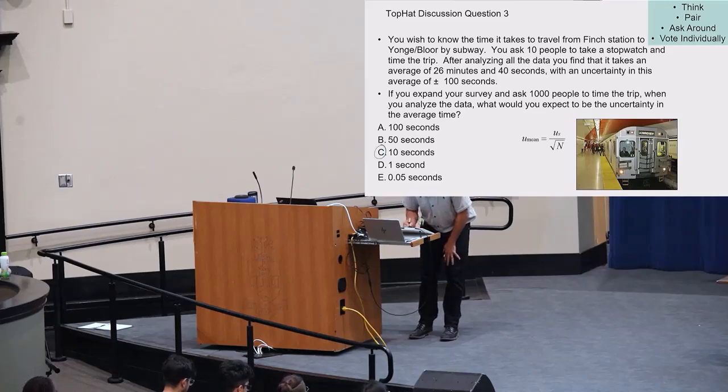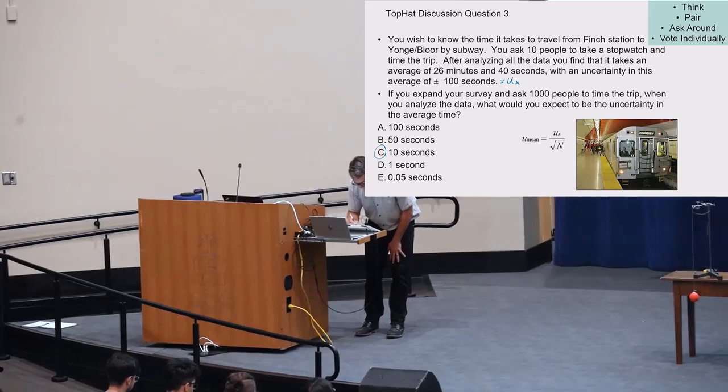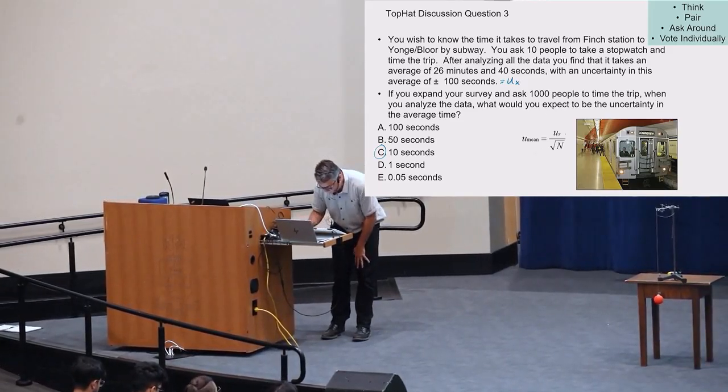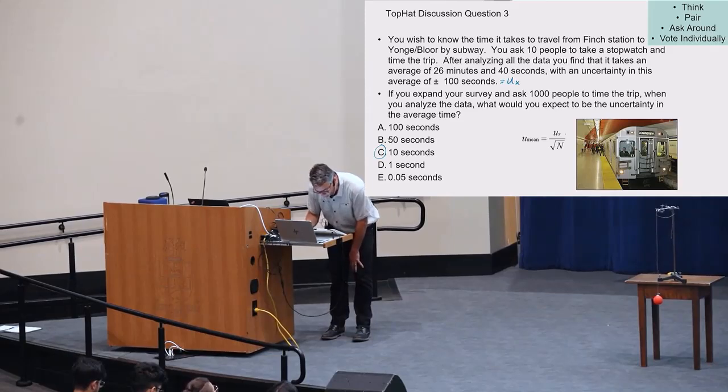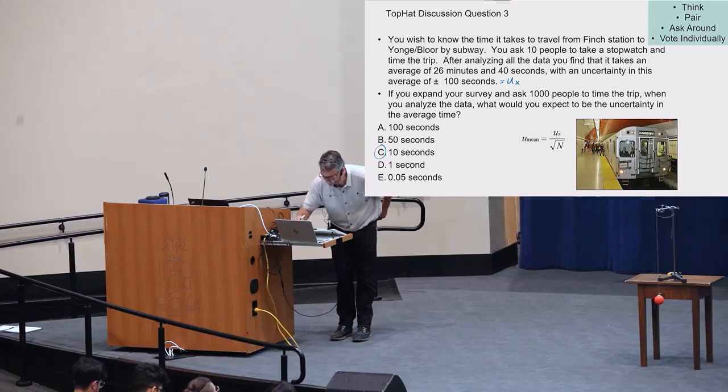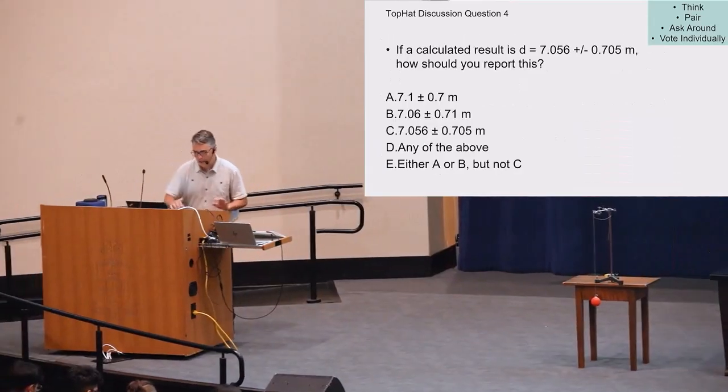I'm thinking that, again, the uncertainty in one measurement of 10 people is U sub x, and the uncertainty in the mean, if you did it 100 times, because 10 times 100 is 1,000, that you could reduce it down to 10.